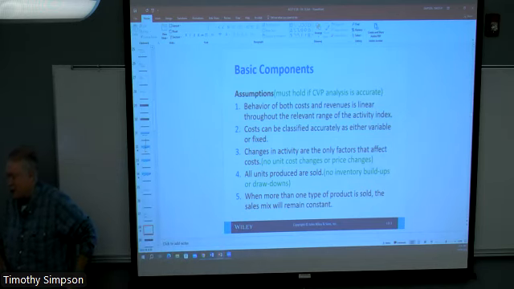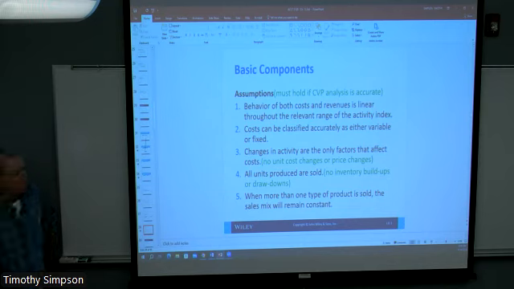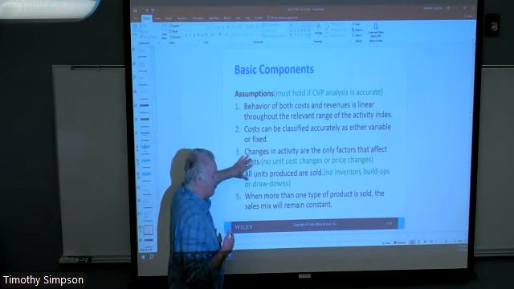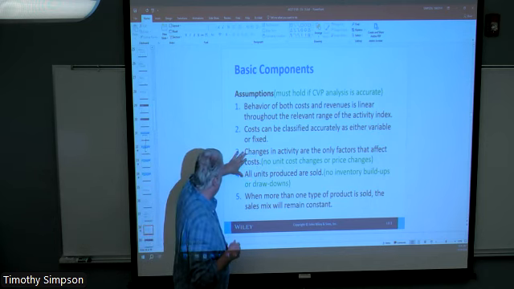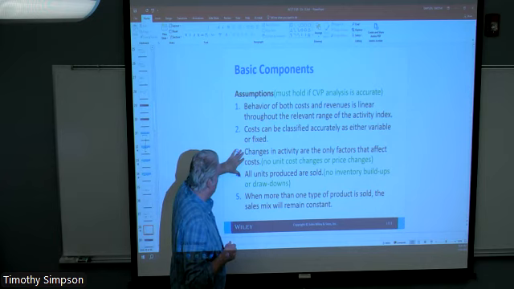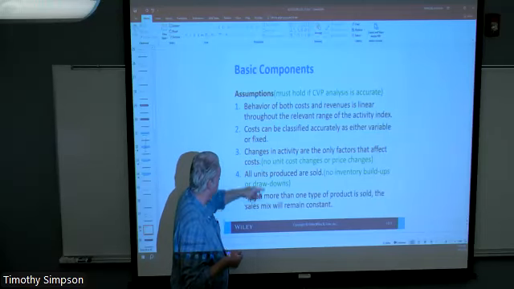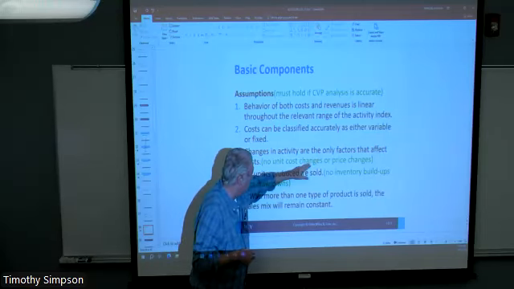And we talked about what some of those classifications were. And then changes in activity level are the only factors that affect cost. So these are assumptions, what we like to call in economics conditions, which we have to make sure we have: that the only thing changing here is activity level, changes in activity are the only factors. In other words, quantity. There are no unit cost changes or price changes.